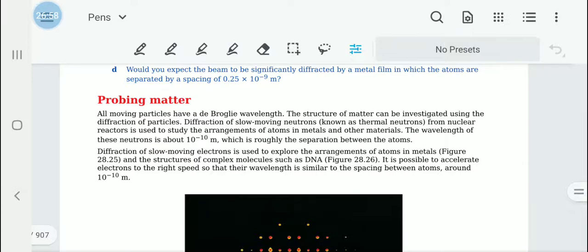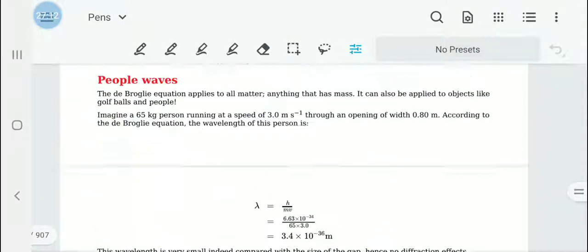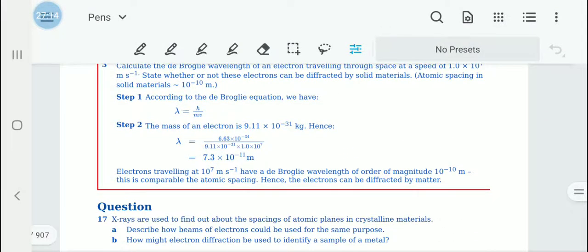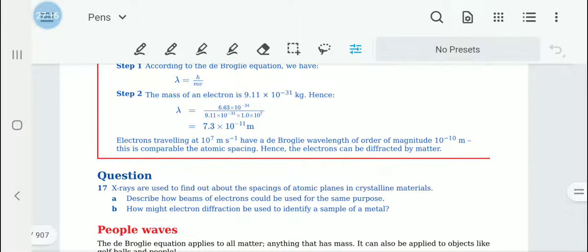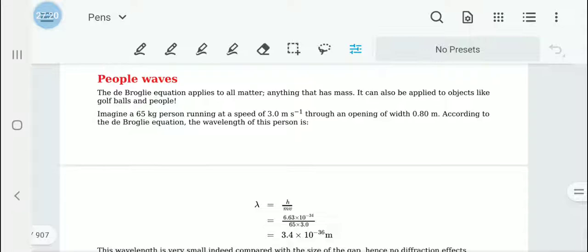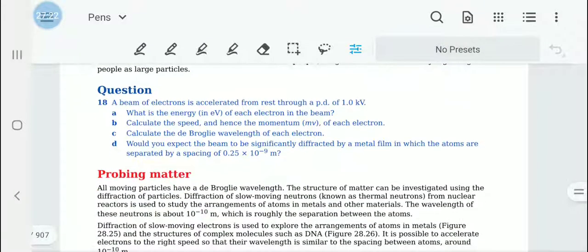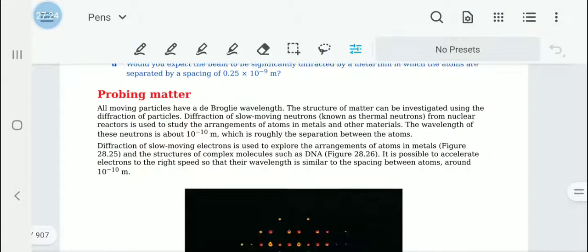These neutrons have a wavelength of about 10 to the power minus 10 meters, which is quite similar to the separation between the atoms like we discussed in the earlier worked example. So the separation is 10 to the power minus 10 meters. That is atomic spacing, something that you need to understand as well. 10 to the power minus 10 meters is the atomic spacing.